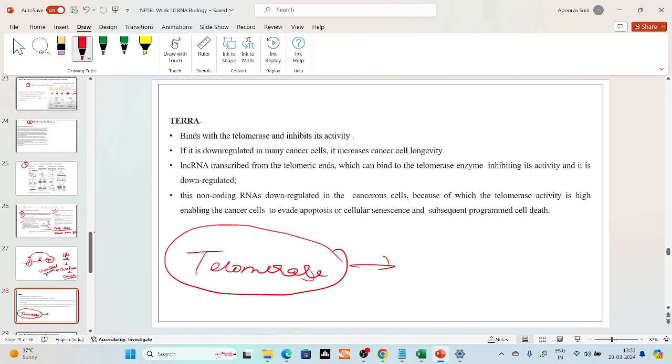So you can see that these long non-coding RNAs are so essential that if they are not present, or they are mutated or down-regulated, it can lead to the formation of different kinds of cancers. Okay, now we'll see the next one.